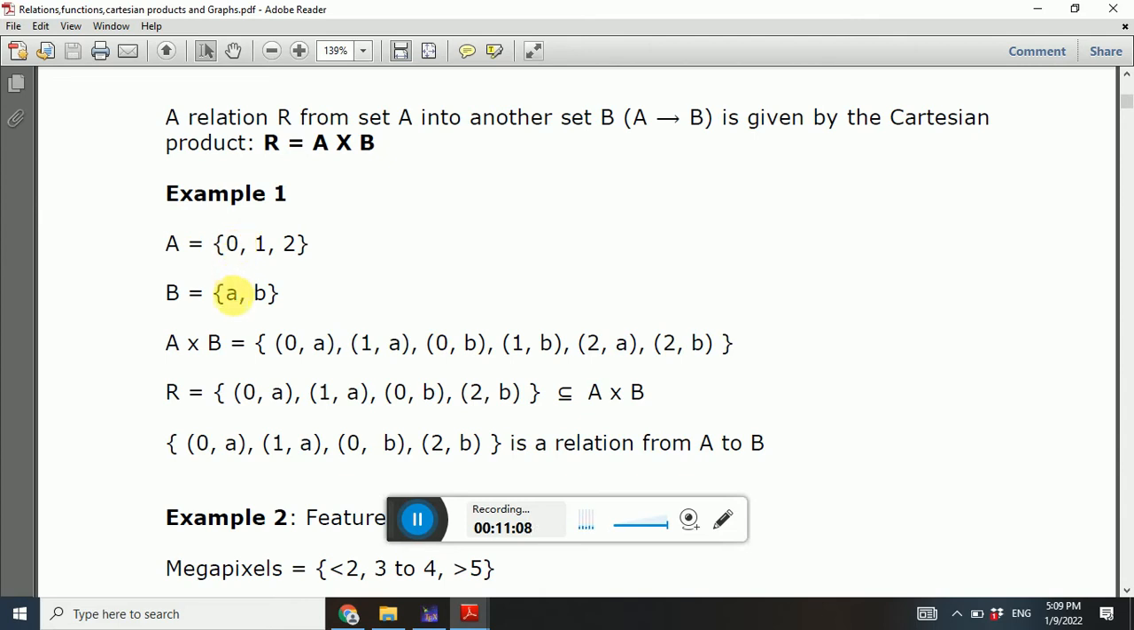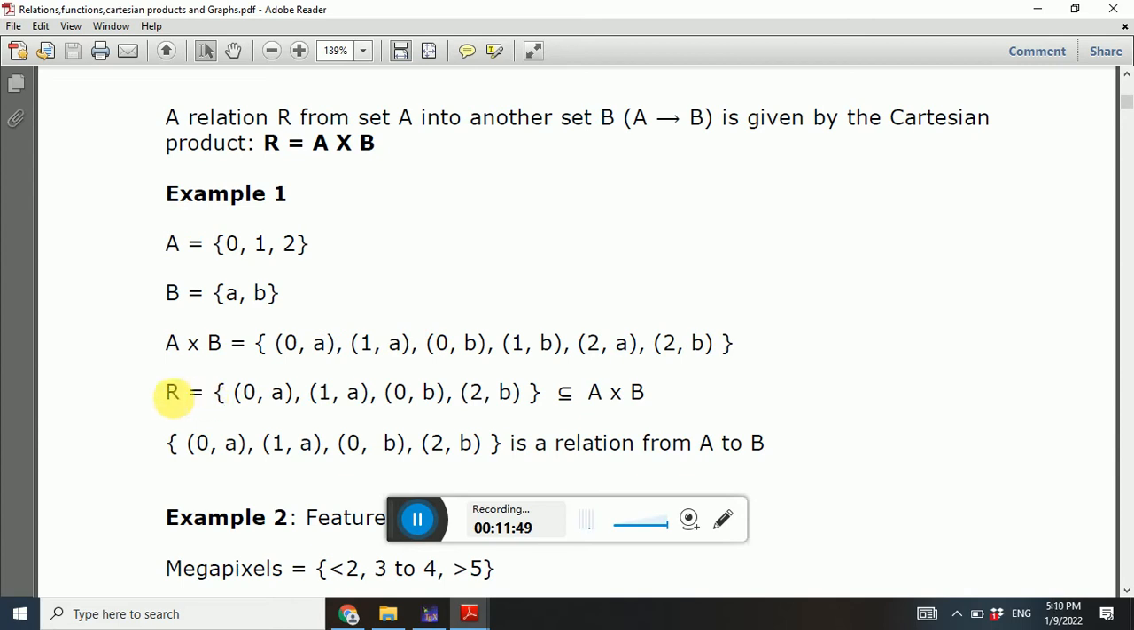If you get 0 and pair it with a, then you shall have this pair. 0 paired with b, then you shall have this pair. So we are done with 0. We move to the next one, 1. 1 you pair with a to get 1a, and 1 paired with b to get 1b. The same applies to 2. 2 paired with a, you get 2a. 2 paired with b, you get 2b. So these different pairs which you get are what will form the Cartesian product A cross B.